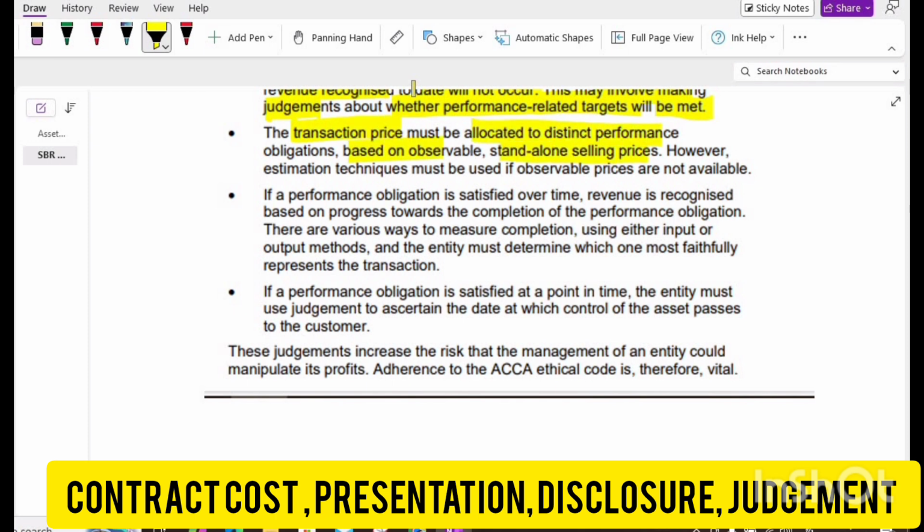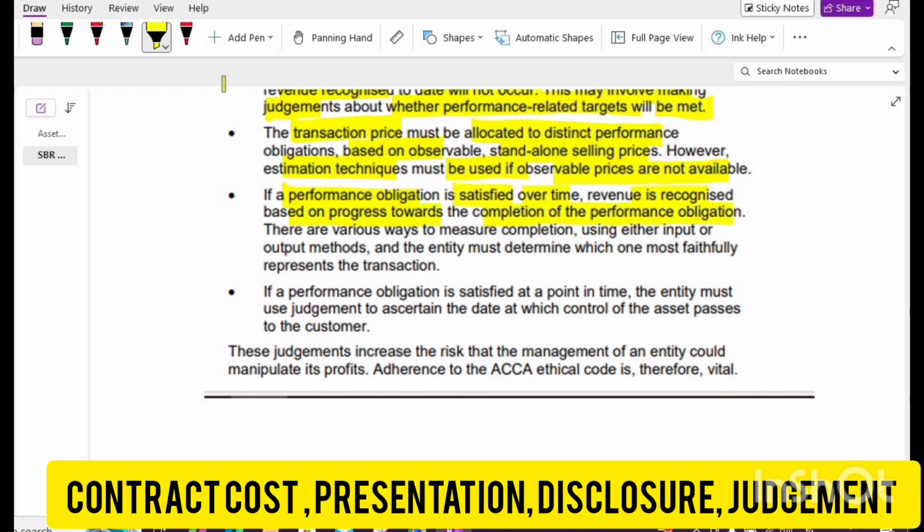Then you have another one: the transaction price must be allocated to distinct performance obligations based on observable standalone selling prices. However, an estimation technique must be used if observable prices are not available. So this means that if there are multiple goods or services, the total price must be divided among them, usually based on their selling prices. The judgment is, if the prices are not readily available, then management uses an estimation method, and that is your judgment. Clear?